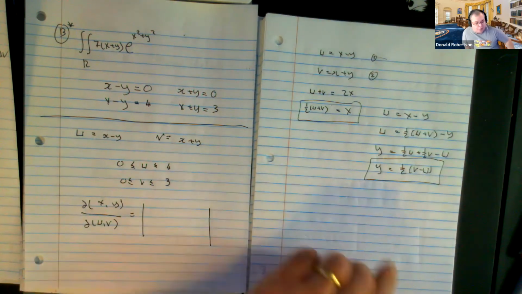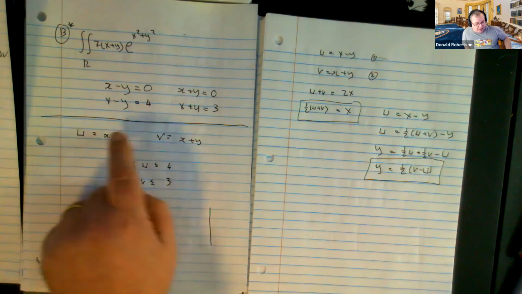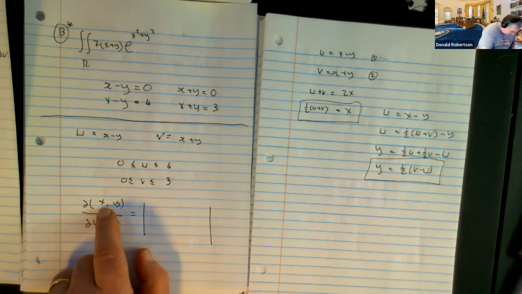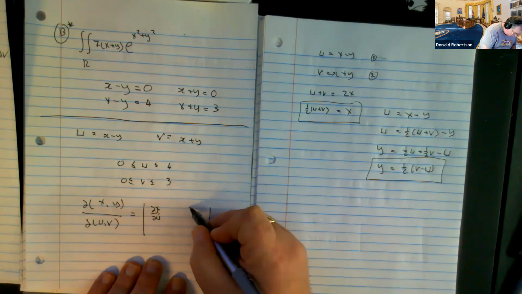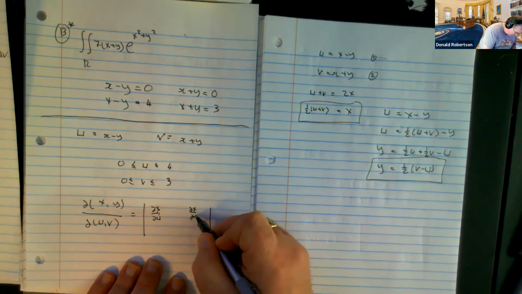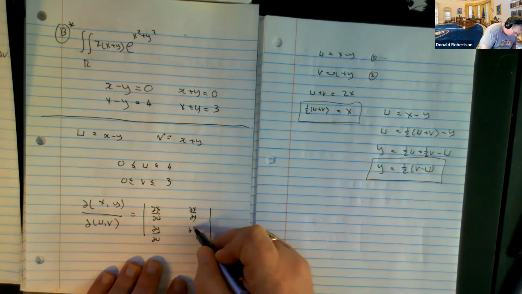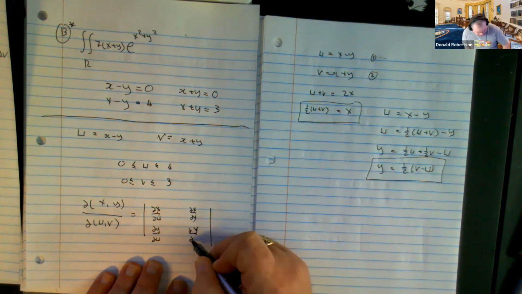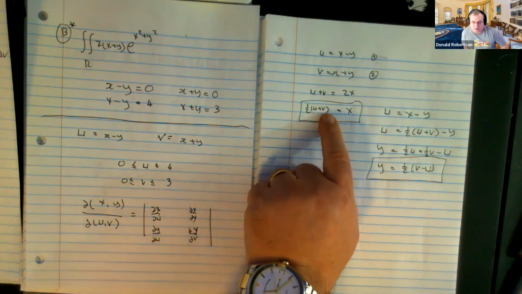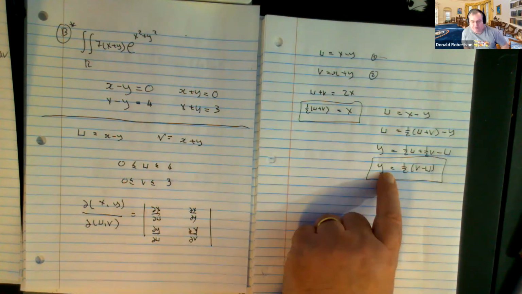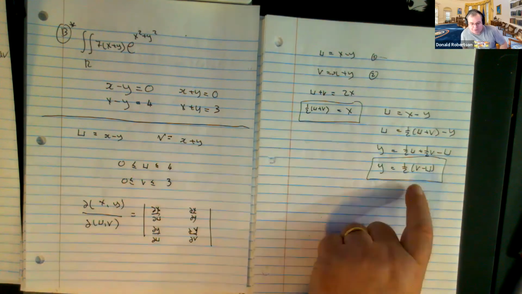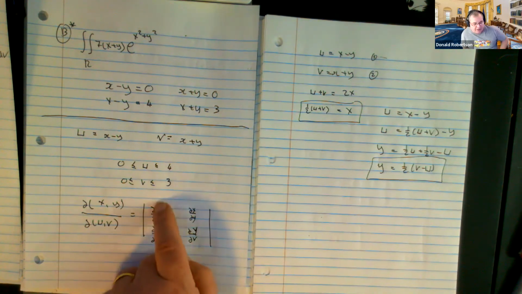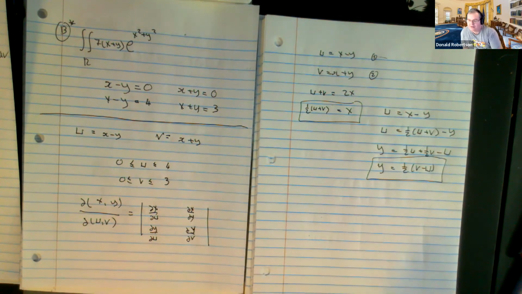So I know what u and v are in terms of x and y, but for the Jacobian, I would need to know x in terms of u and v. So I could differentiate this with respect to u and v, differentiate this with respect to u and v as well, plug it in here and get the Jacobian, right? And that would work. But I want to show you a shortcut.